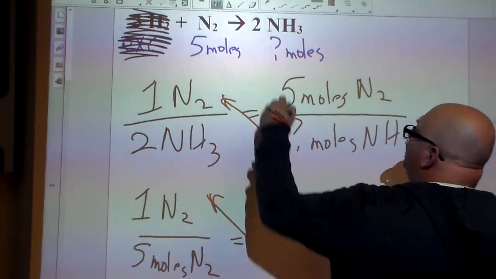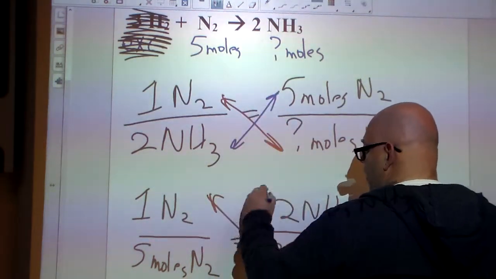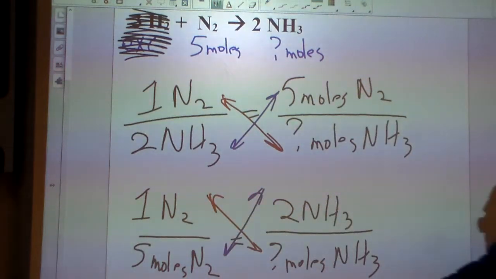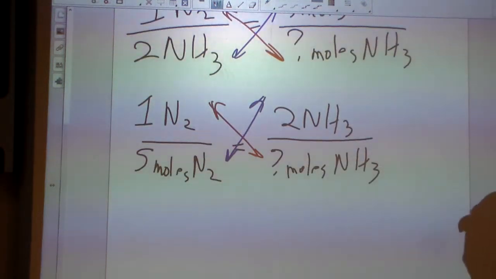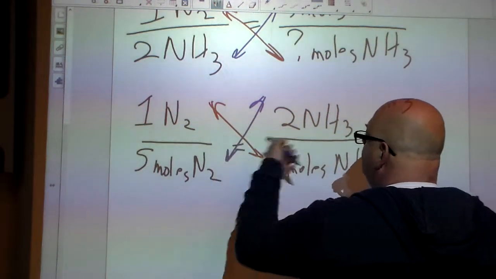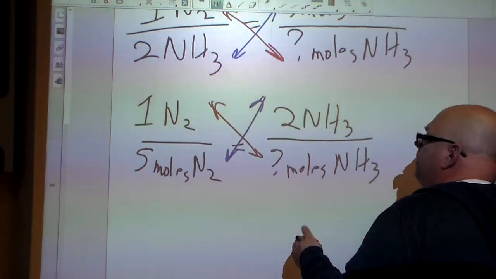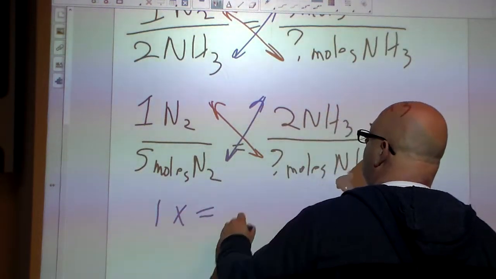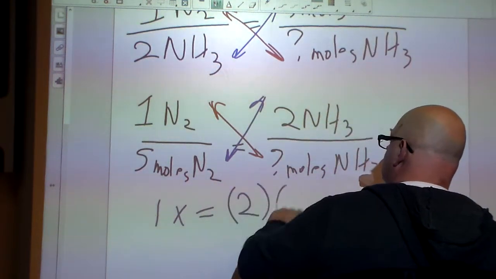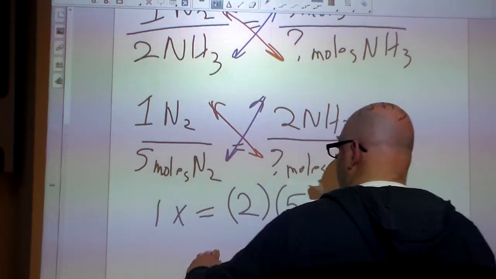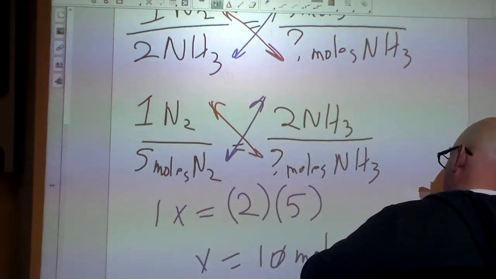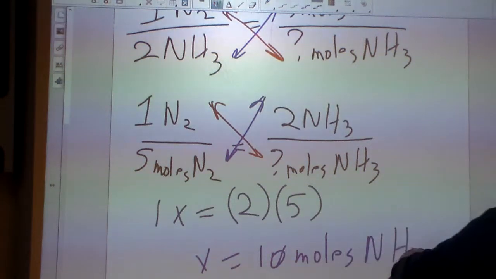We can still cross multiply and divide. Again, we can still do that. Okay? So I'm going to use this one here. So I know that 1 times x is equal to 2 times 5. So x has to equal 10 moles of NH3.